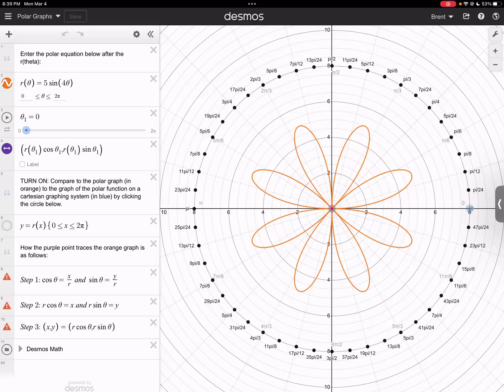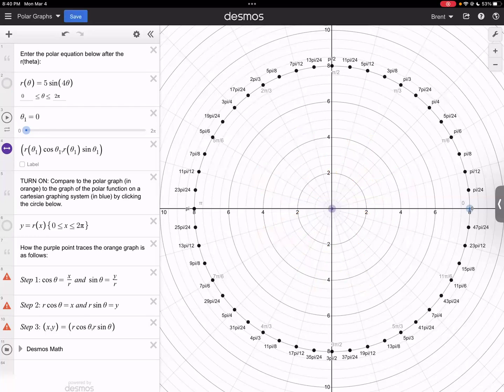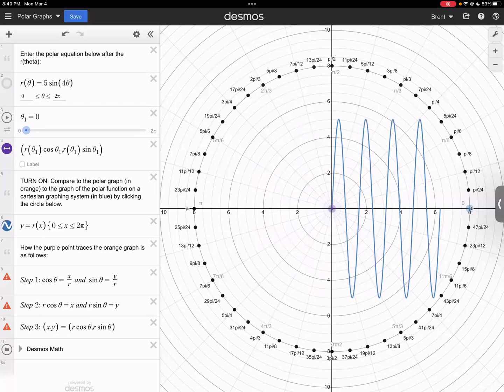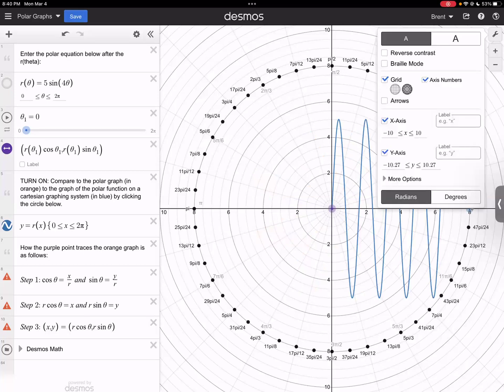I want to tie in, for most of the remaining time, how a polar graph, that's what you're looking at right now, you're looking at a rose, corresponds with its equivalent trigonometric function. So what I have here are two different graphs, and I'll be alternating back and forth.